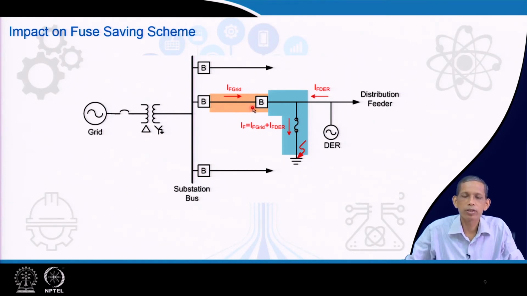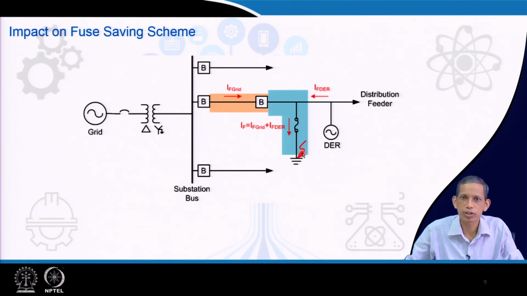For that reason, the upstream relay has an instantaneous protection and also IDMT characteristics. The instantaneous relay operates first, assuming that the fault is transient in nature, and then it reverts back to the normal IDMT characteristics. In that way, the fuse can be saved.